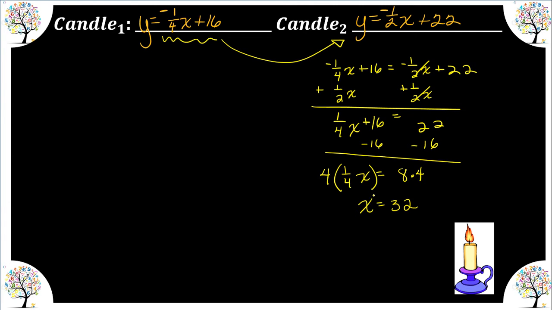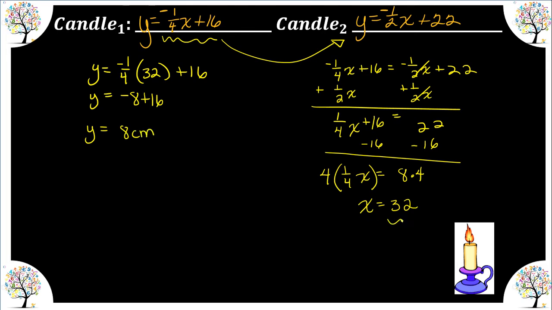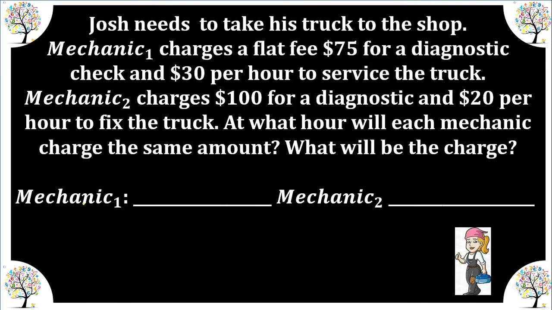So we can plug the X value into either equation. I'll simply just plug it in to our first one. 1/4 of 32 is 8, because 4 divides into 32 8 times, but it's negative. And the total height is going to be 8 centimeters. So at hour 32, both candles will be 8 centimeters.